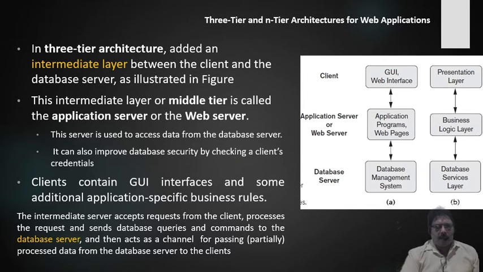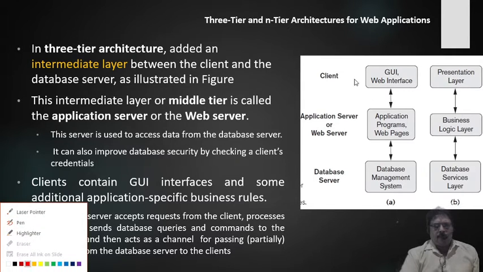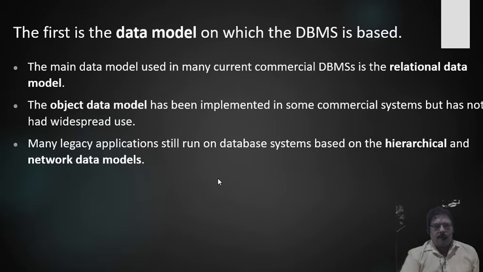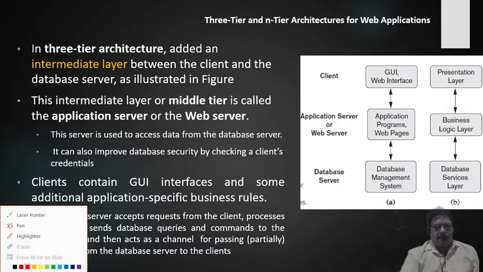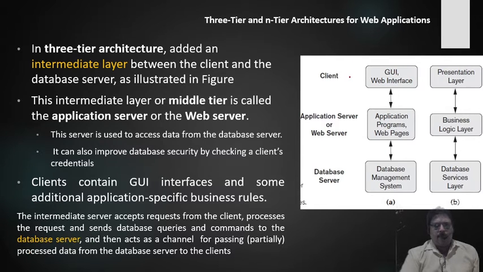Here you can see this is a client. Here there is a client and there is a database server. Between the client and this database server there is an intermediate layer called an application server or application layer. The intermediate layer is called a middle tier and also called an application server. Actually, this server is used to access the data from the data server into the client.